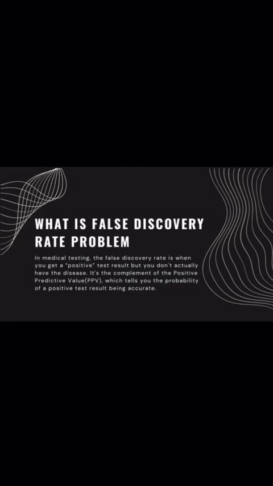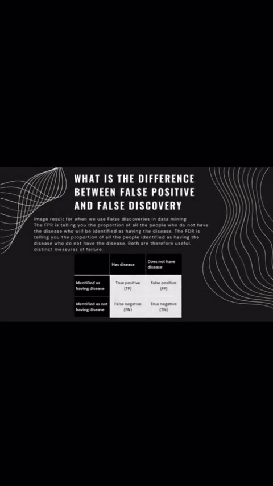In medical testing, the false discovery rate is when you get a positive test result but you don't actually have the disease. It's the complement of the positive predictive value, which tells you the probability of a positive test result being accurate. The FPR is telling you the proportion of all the people who do not have the disease who will be identified as having the disease. The FDR is telling you the proportion of all the people identified as having the disease who do not have the disease. Both are therefore useful, distinct measures of failure.